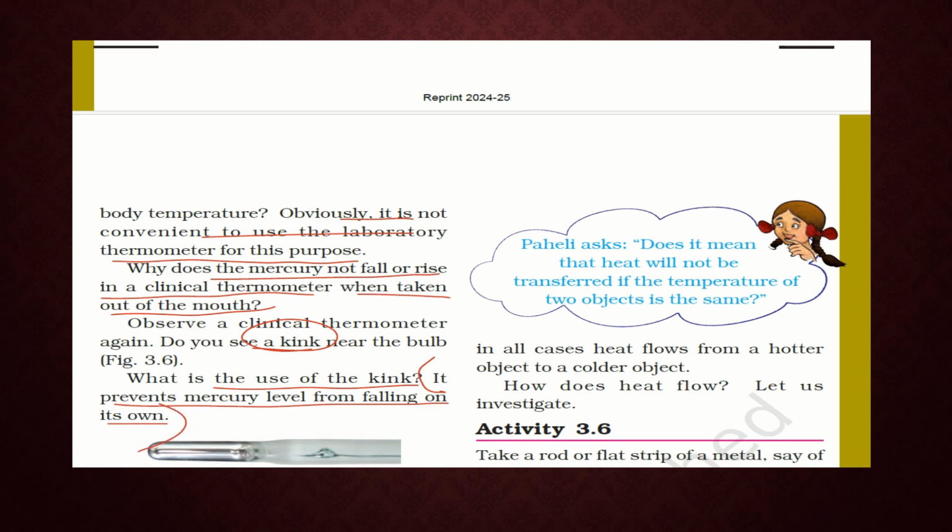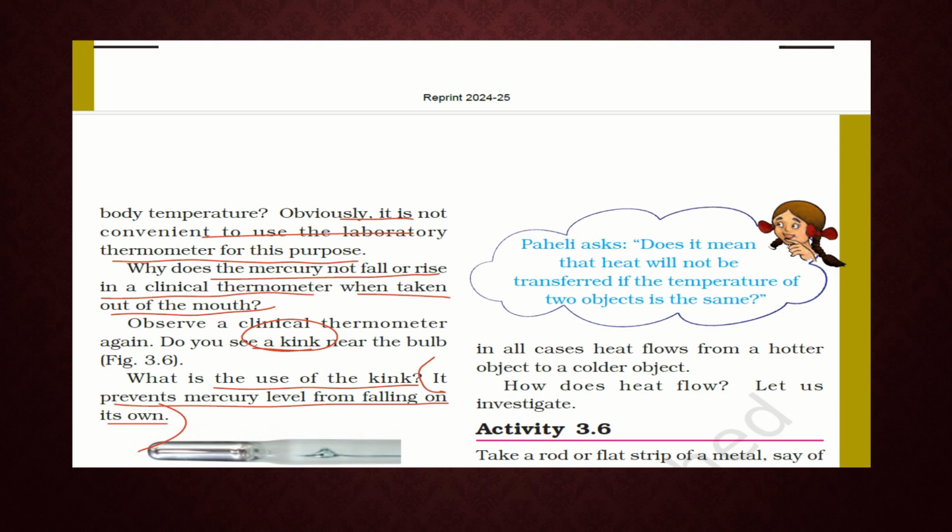So in a clinical thermometer, after you take it out from the body and observe the temperature, if you keep it as it is for 10 days, 15 days, it will remain at that temperature only. If it is 102 degrees Fahrenheit or 37 degrees Celsius, it will remain as it is. So you need to just jerk it to bring the temperature down to 35 degrees Celsius or 96 degrees Fahrenheit.